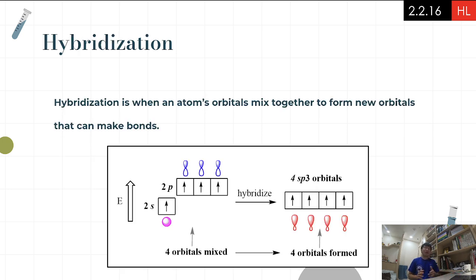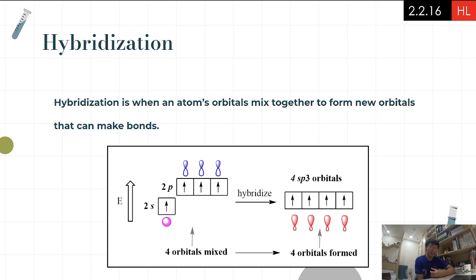Last subunit, hybridization. Hybridization happens when an atom's orbitals mix together to form new orbitals that can make bonds. That doesn't really make a lot of sense, right? Remember when we learned about electrons getting excited, ionization, when they jump up orbitals? We were taught that they would always come down, right? But they don't have to, which makes it even more confusing.